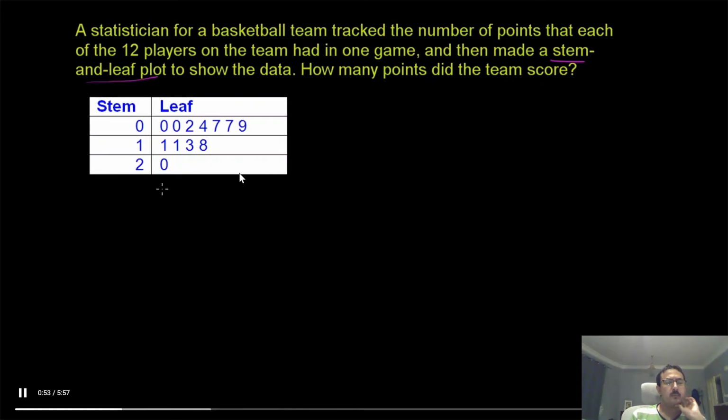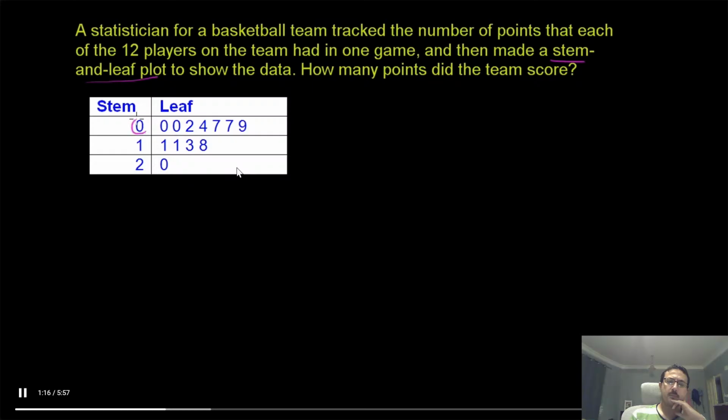What's useful about this is it gives kind of a distribution of where the players were. You see that most of the players scored points that started with a 0, then a few more scored points that started with a 1, and only one scored points that started with a 2, and it was actually 20 points. So let me write down all of this data in a way that maybe you're a little bit more used to understanding.